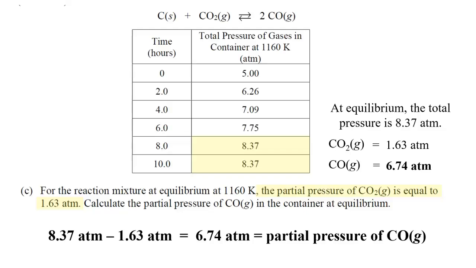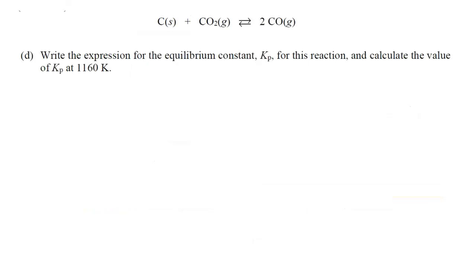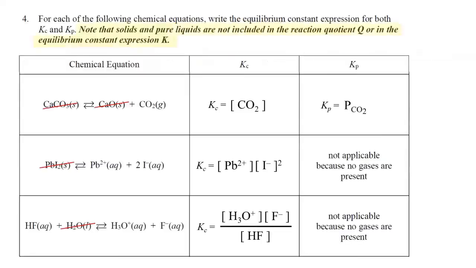Okay, now let's take a look at part D of this question. It says, write the expression for the equilibrium constant, Kp, for this reaction, and calculate the value of Kp at 1160 Kelvin. So in part C, we determined the partial pressure of each gas in the mixture at equilibrium. We know how to write the Kp expression. It's products over reactants, and then we can plug in the values for the pressure of the gases that we were able to figure out in part C.